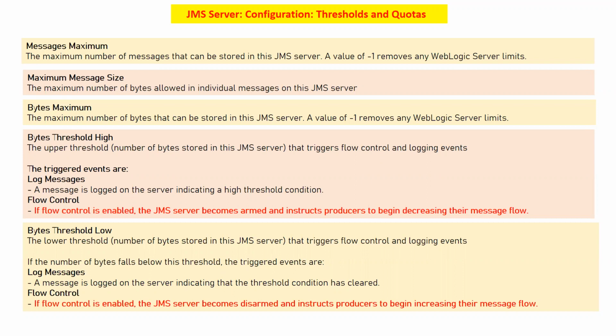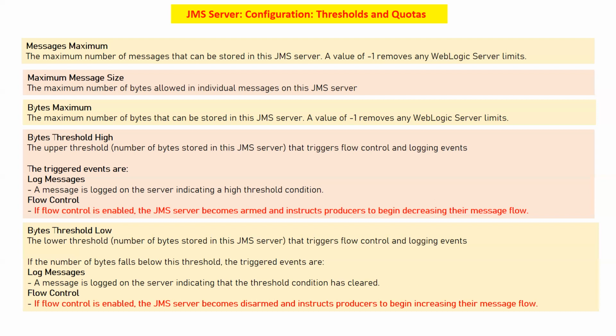Maximum message size means the size of each message for a particular JMS server. So basically, for the messages coming from the producer, a specific size is defined. This is the maximum size we can define for a message that can be stored in your JMS server. Bytes maximum is again the size of your JMS server, or the total number of bytes a JMS server can store. If you use the -1 setting for messages maximum or bytes maximum, that means it is unlimited.